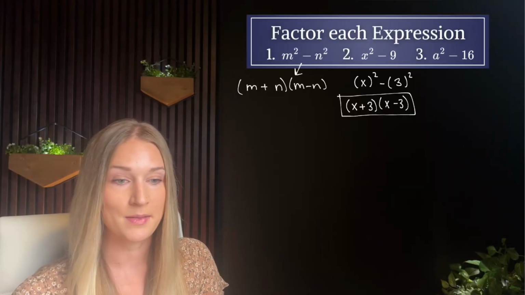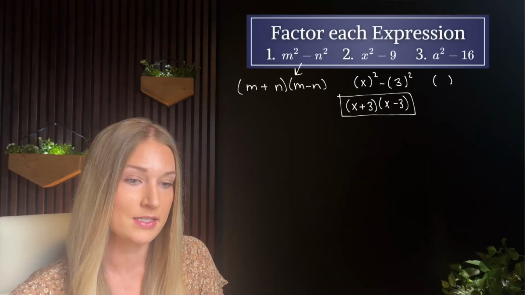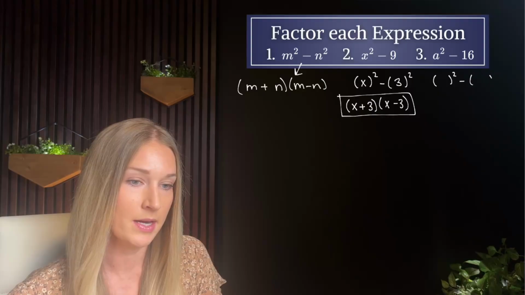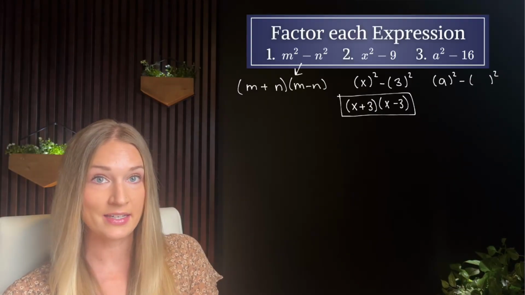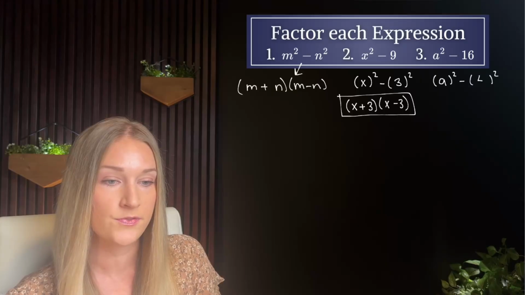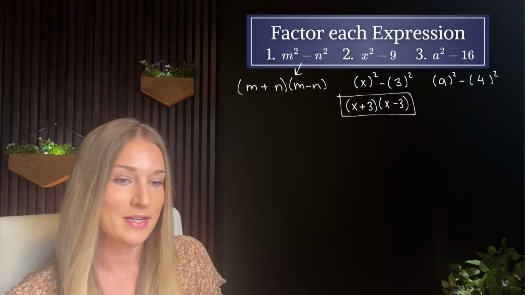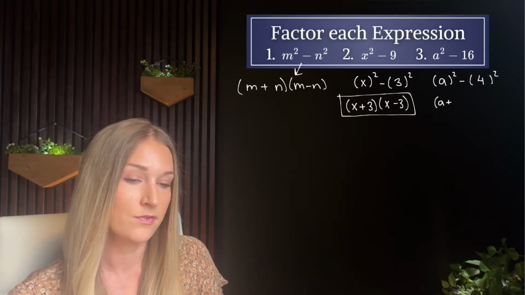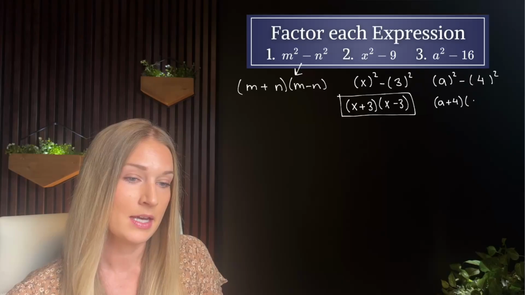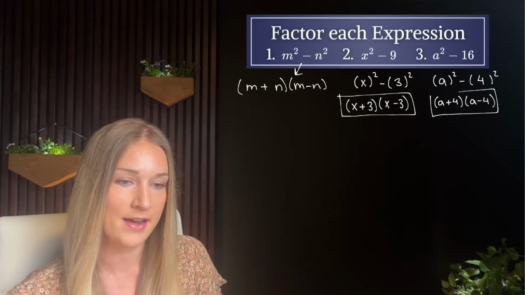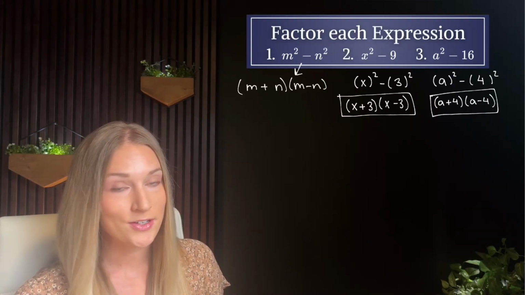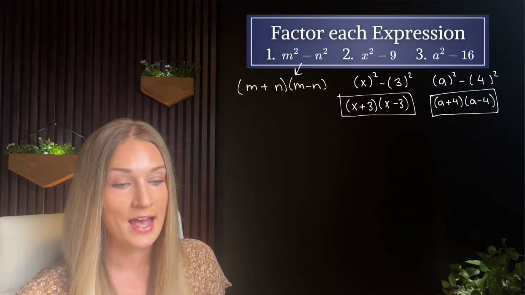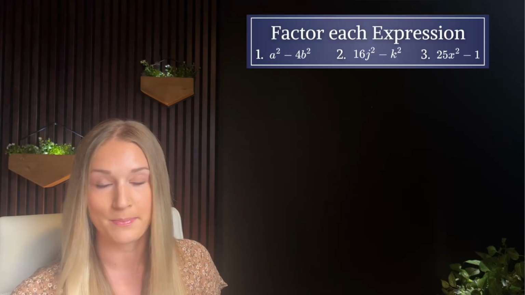My last one, same thing. I'm going to rewrite this as the difference of two perfect squares. A squared is just A squared, but 16 as a square is going to be 4 squared. So then I take those bases, A and 4, I add them, and I subtract them to get my two factors. These are pretty straightforward. They're not always like that, so let's look at this next set of examples.